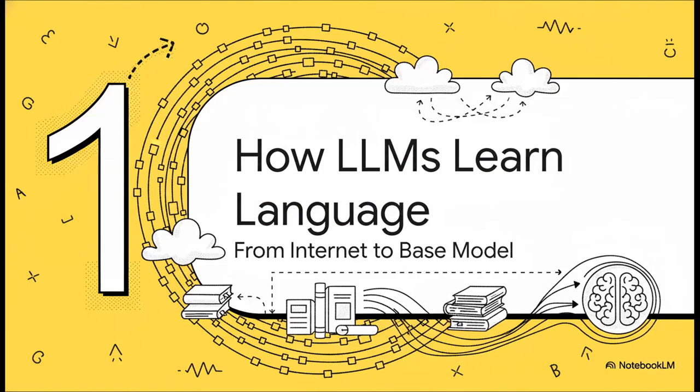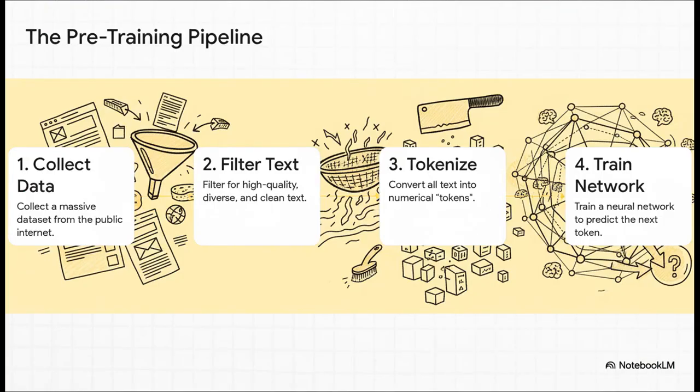So, it all kicks off with this first huge phase called pre-training. This is where the model goes from a blank slate to something that understands the fundamental rules and rhythms of human language, all by consuming an unbelievable amount of text. This whole pre-training thing really boils down to four main steps.